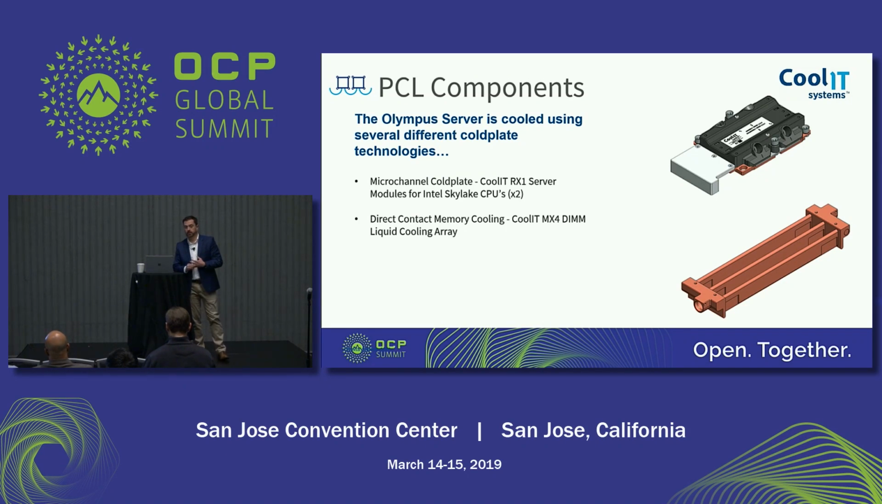In the Olympus server, CoolIT utilized three different technologies of cold plates. We have our RX1 module for the high density heat load of a Skylake, so that's a micro-channeled cold plate. There is also a conduction cold plate that goes out and reaches to the voltage regs to keep them running nice and cool. We have our direct contact memory cooling module. So this is a modular design that supports various DIMM configurations. In this configuration, it's a 4x6 array. It allows for serviceability of the DIMMs without having to remove the cold plate.